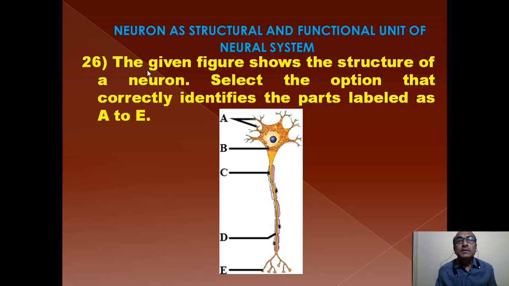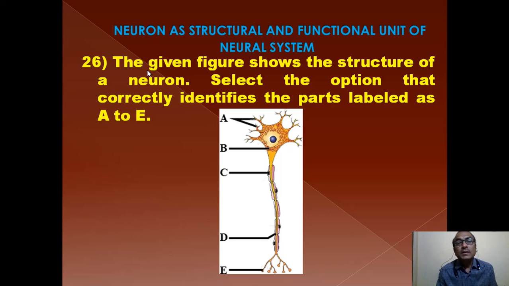The given figure shows the structure of a neuron. Select the option that correctly identifies the part labeled as A to E. Look at the diagram there. A is labeling the dendrite, B the cell body or cyton, then C is pointing to the myelin sheath or Schwann cell, then D to the node of Ranvier, and E to the axon ending.